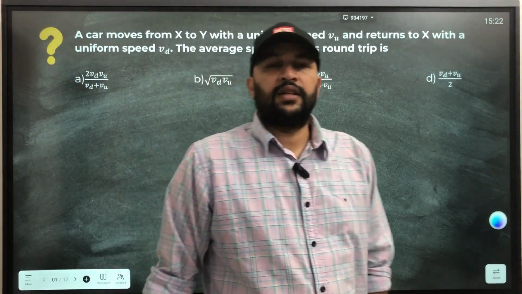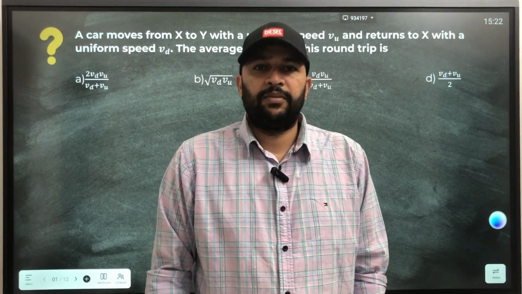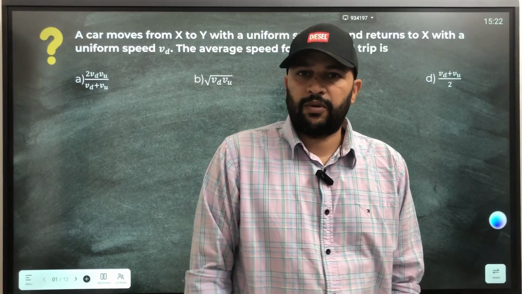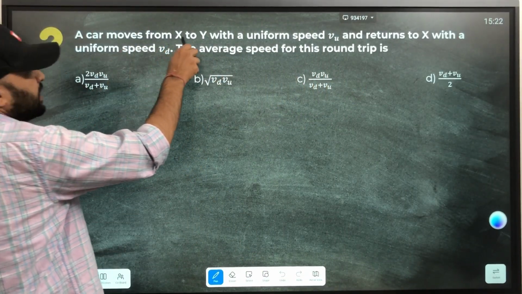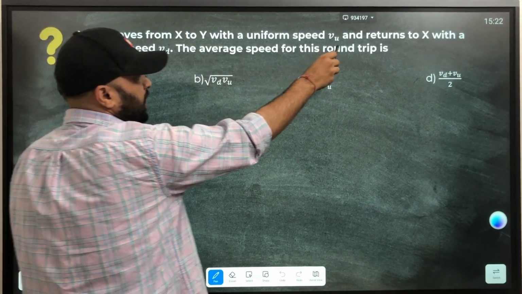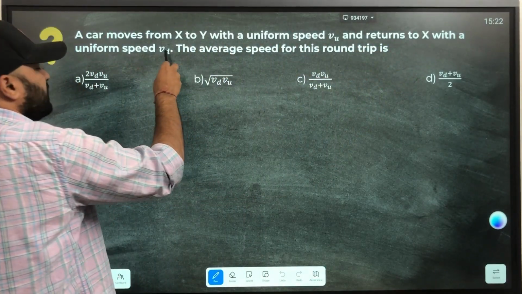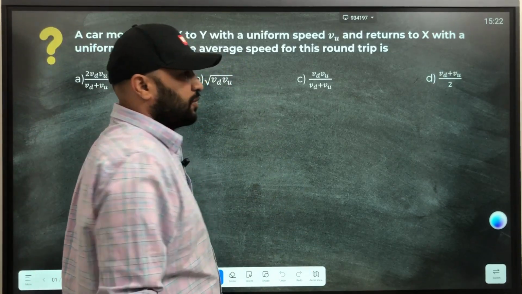Let's continue with this lecture series on kinematics and NEET PYQ. So let me move to the next problem. Our next problem says a car moves from any point x to y with a uniform speed vu and returns to x with a uniform speed vd. The average speed of this round trip will be how much?